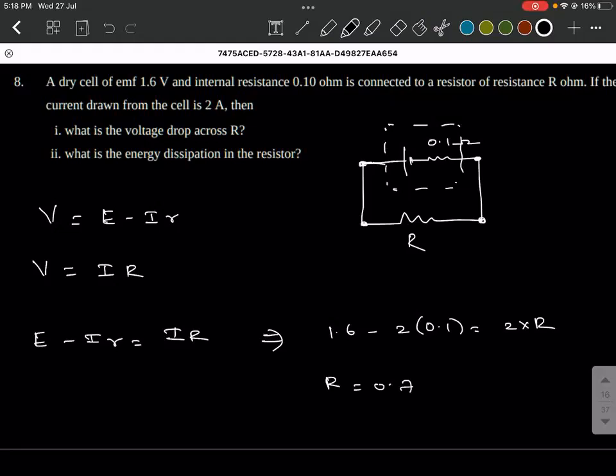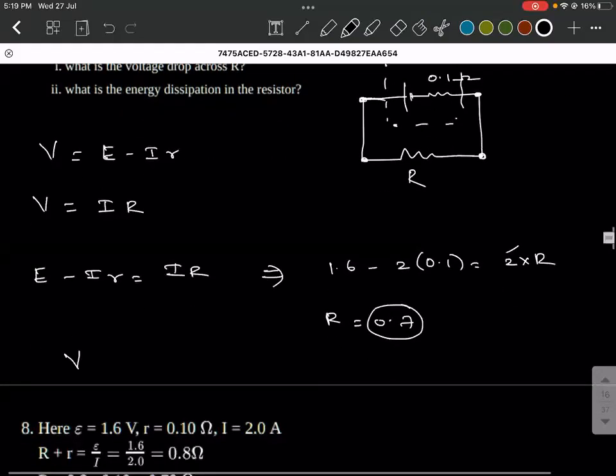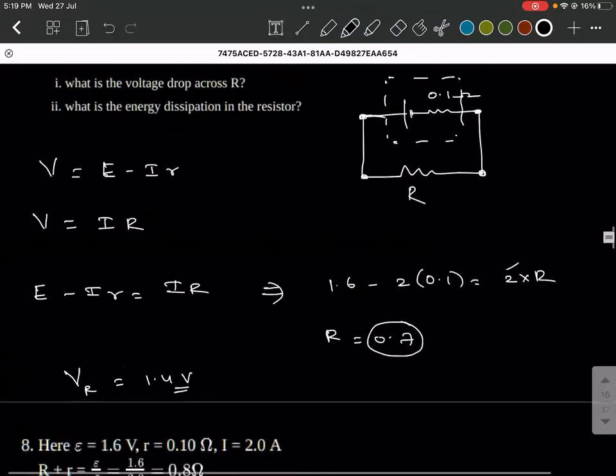0.7 multiplied with 2 is what is going to give you the potential drop. So this is an alternate way. Is it clear, guys? I wanted to establish this formula also. So the potential drop across capital R is 1.4 volt.